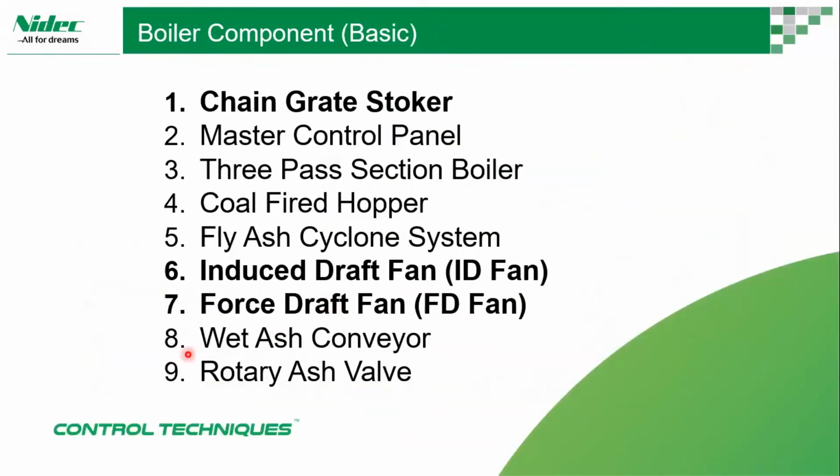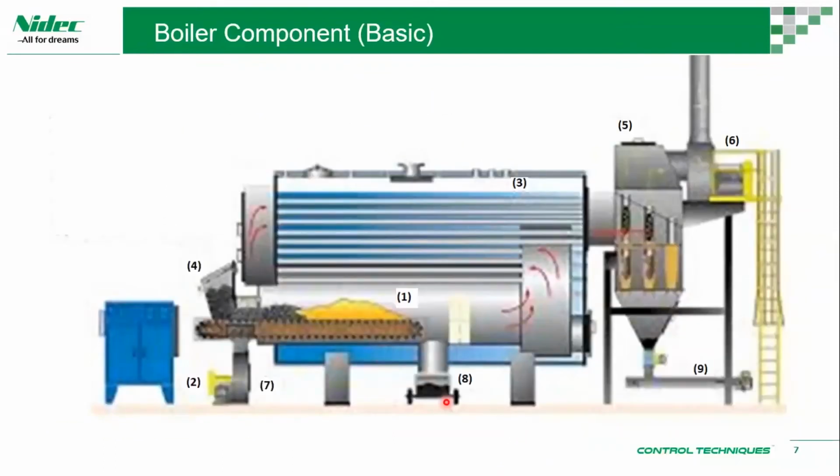Then number 8, the wet ash conveyor here. Its function is to catch the ash from the furnace after the combustion process. It is collected here, and this rotary conveyor pours the ash together with the water. That is why we call it wet: the temperature of the ash may be high, so it is submerged in the water.